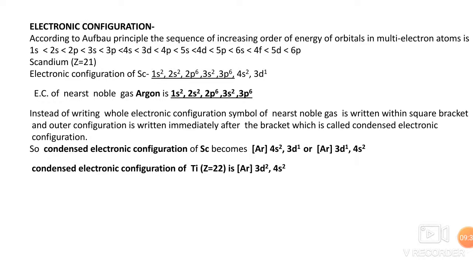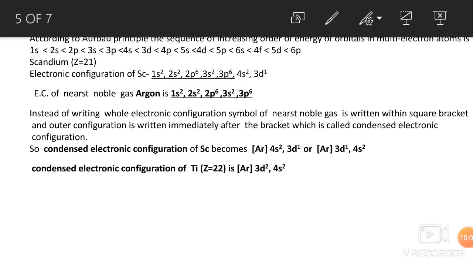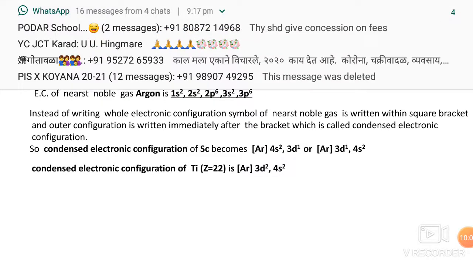The s subshell has a maximum capacity of 2 electrons. The p subshell has a maximum capacity of 6 electrons. The d subshell has a maximum capacity of 10 electrons, and the f subshell has a maximum capacity of 14 electrons. Now, we are going to write the electronic configuration of the first element, scandium.